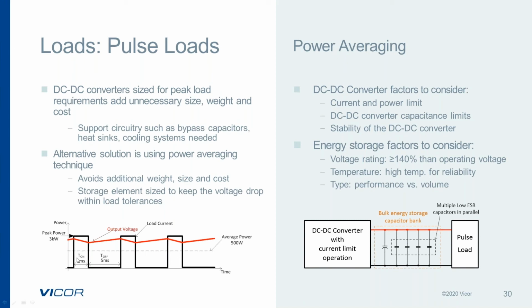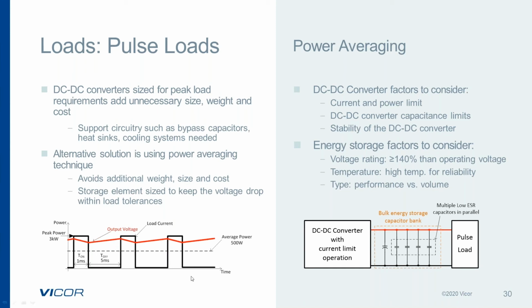So here we see a 3 kilowatt load where it's on for 1 millisecond and off for 5 milliseconds. And so as the pulse occurs, all of the energy is drawn from the output capacitors. The voltage on the output capacitor drops. And then when the pulse is over, the DC to DC converter replenishes that energy to the original value before the next pulse comes along.